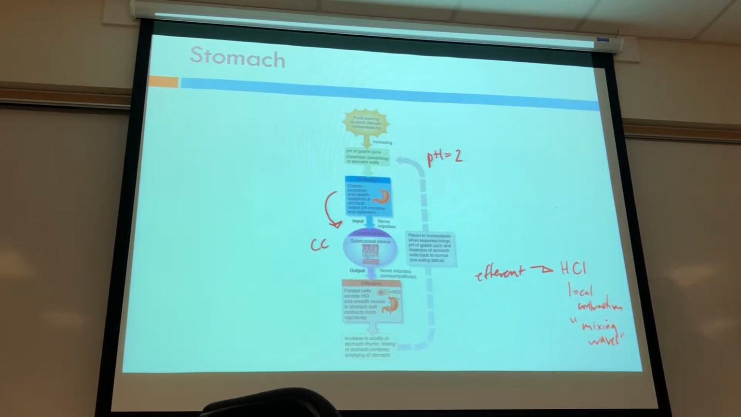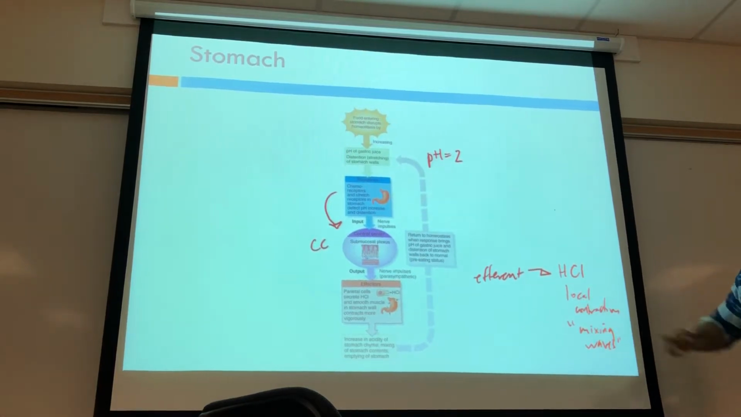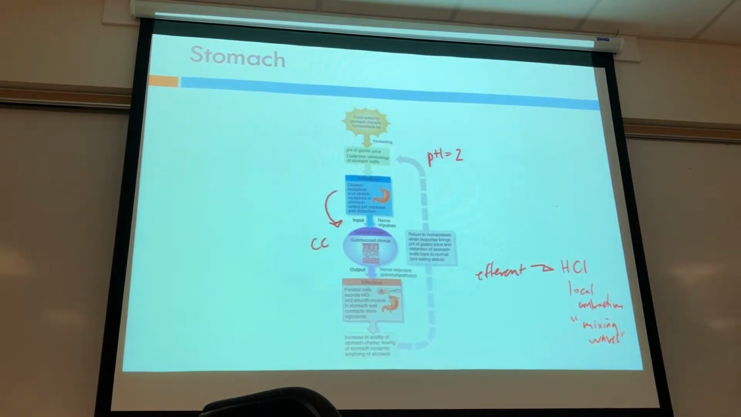So play that back one more time. The presence of food in the stomach, which will expand the stomach, will then cause the production of acids as well as contractions taking place. So that's what's happening at the physical level, with the stretch receptors.